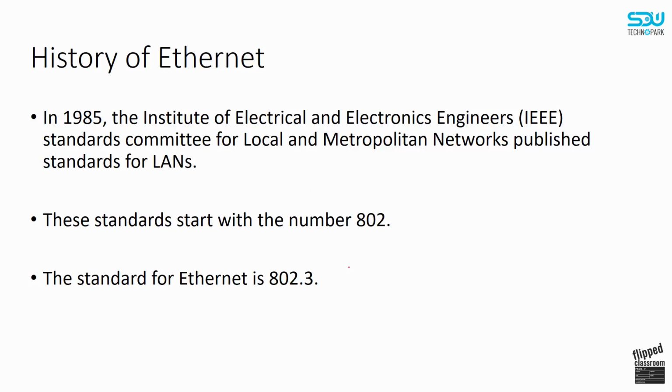Institute of Electrical and Electronics Engineers, IEEE Standard Committee for local and metropolitan networks, published a standard for LANs, local area networks, and this standard starts with the number 802. And the standard for the Ethernet is 802.3. So when you speak about the classical Ethernet, you speak about the IEEE standard 802.3.